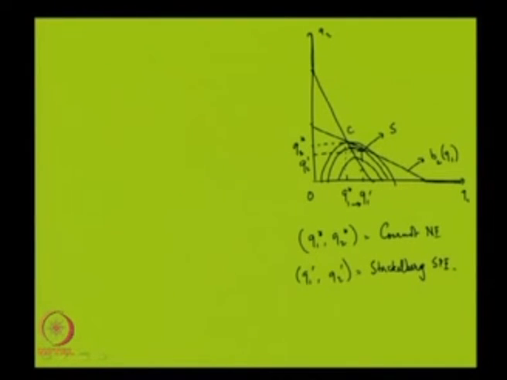So, these are some of the conclusions that we can draw from this exercise: in the Stackelberg equilibrium firm 1's profit goes up, its output goes up, whereas firm 2's profit and output both go down.